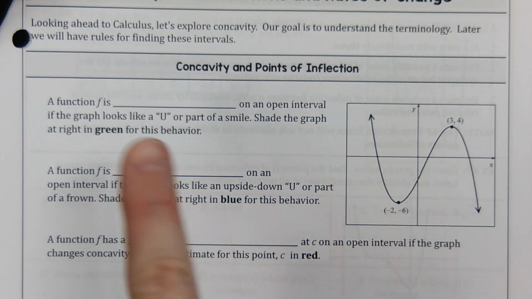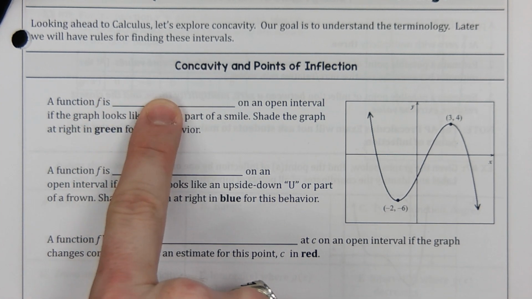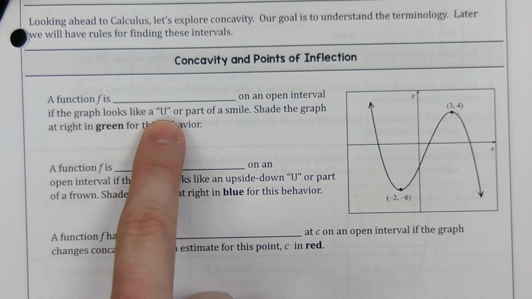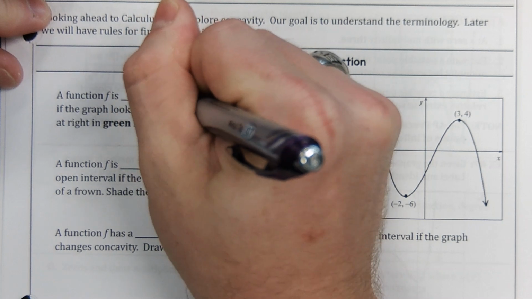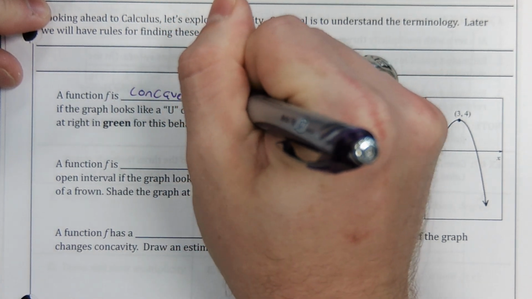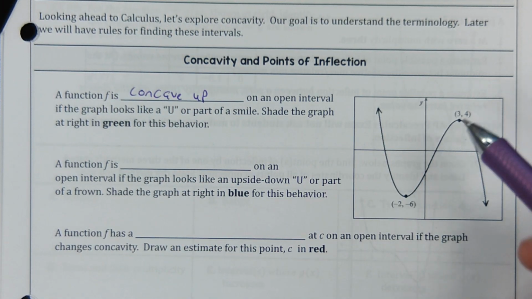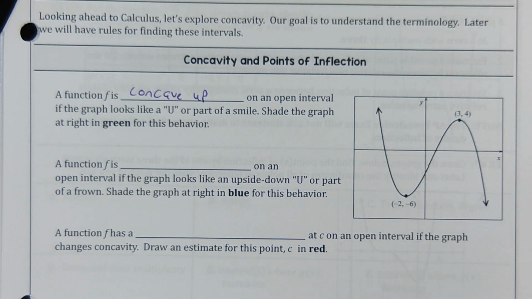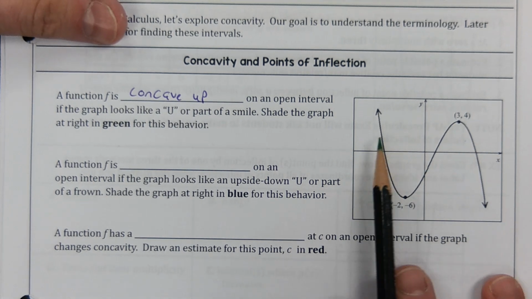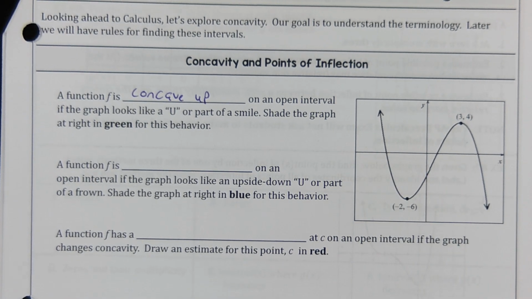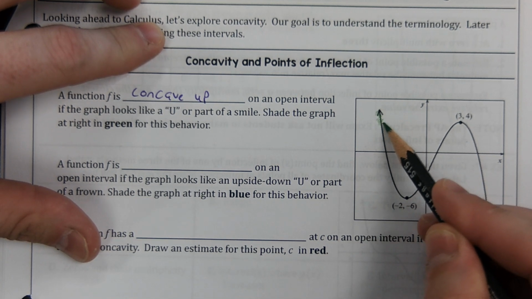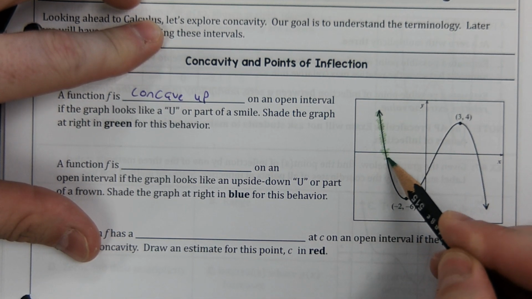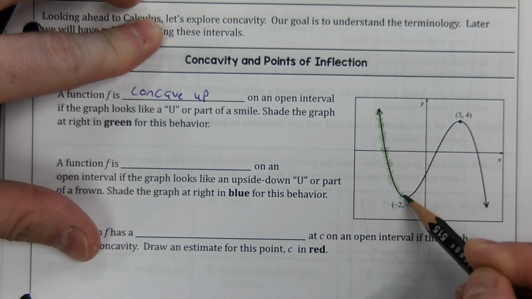A function is concave up on an open interval if the graph looks like a U or a part of a smile. It says shade the graph at right in green for concave up. So I'm going to grab my green colored pencil that I sharpened right before you got here, and let's shade the concave up zone.